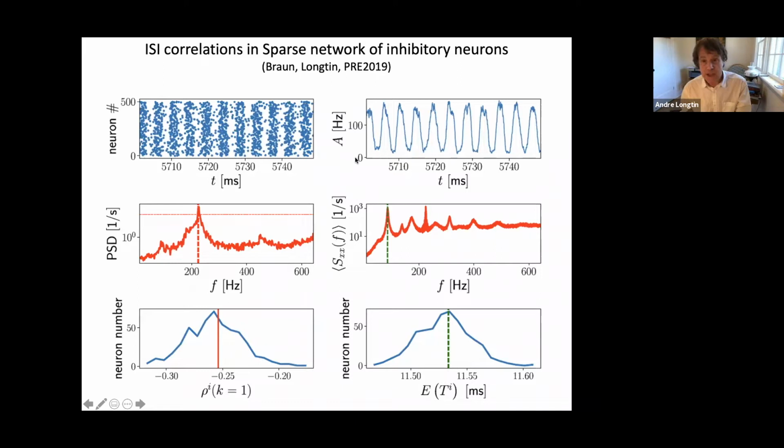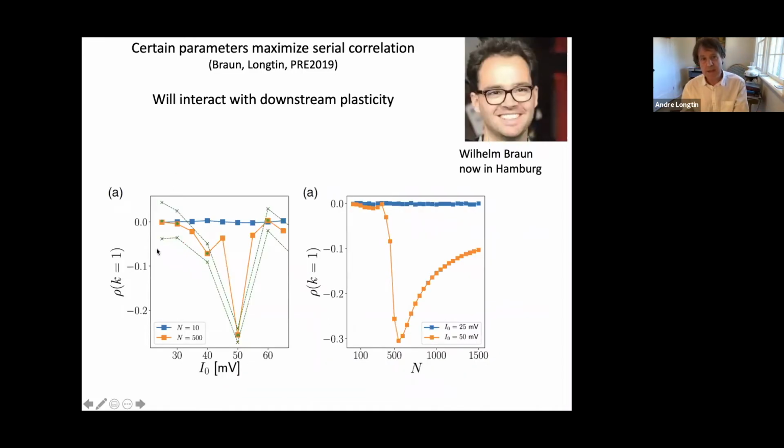But if you look at the correlations between these intervals, there's a whole distribution of them, and sitting around -0.25 is the mean. So in the network, you'll get a whole ensemble of correlation times, the same way people have been looking at distributions of firing rates in networks. And this may be important for downstream targets. This is work done by my ex-postdoc, Wilhelm Brown. You can find certain parameters that will actually bring that correlation to its most negative value. Okay, and that may have implications for downstream plasticity that's reading out these rhythms.